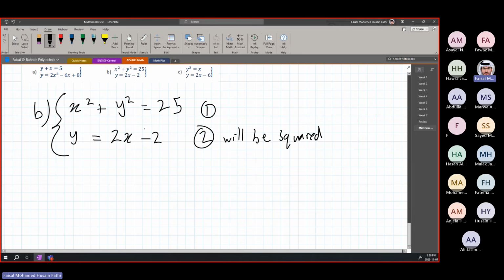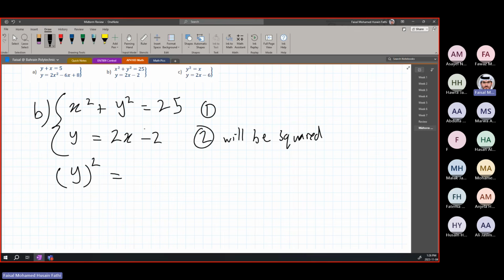What does that mean? That means y is going to be squared. Everything on the left-hand side will be squared, but 2x minus 2 will also be squared. The reason we do this is so we can eliminate one of the variables in this case. This is only for this case. This is a special case where you have squared terms in equation 1 but none in equation 2. So how do you do this? Like I said, you square the second equation, the one without the squares, so you can eliminate the y squared in this scenario.